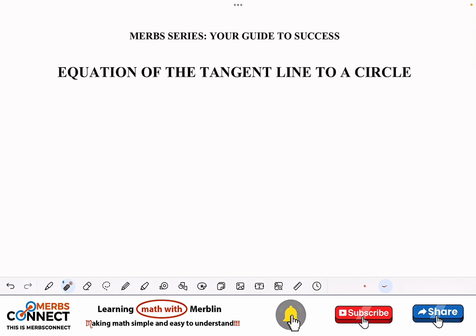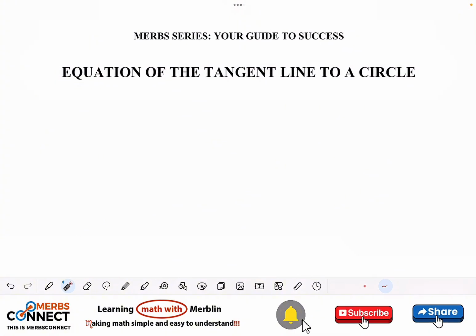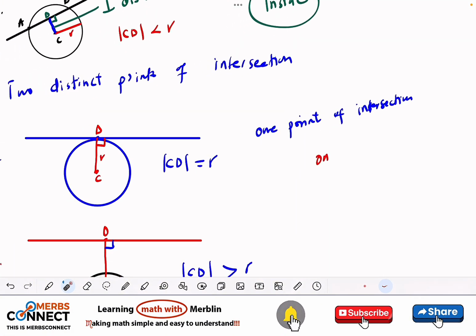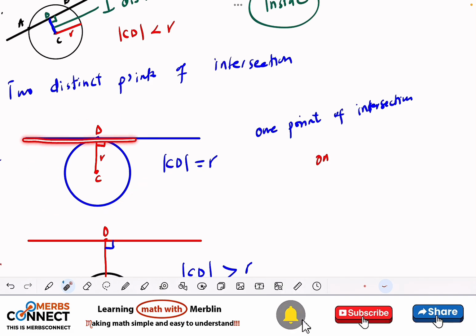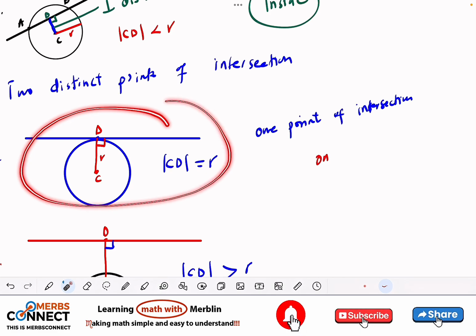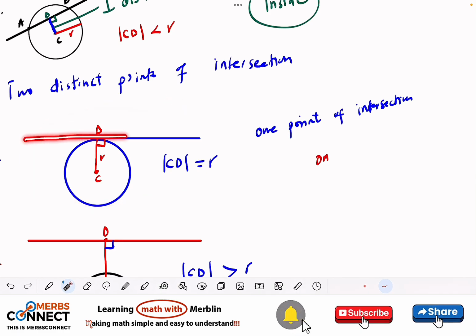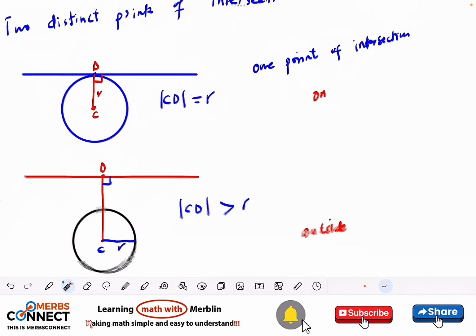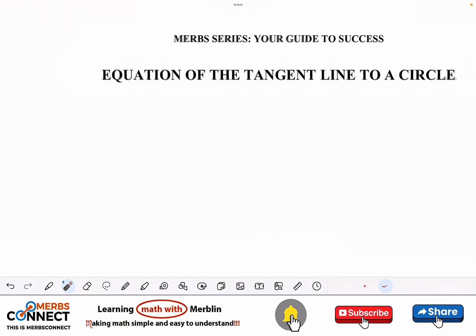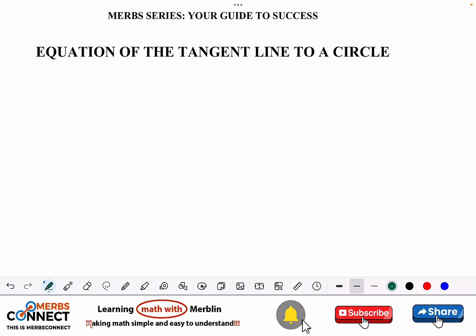Let's look at the equation of the tangent line to a circle. When you talk about a tangent line, it is something like this. A tangent line actually touches the graph at one point. So on the circle, something like this becomes a tangent line. So this line here, we call it the tangent line. Good. And then outside the circle, this line here becomes the normal line.